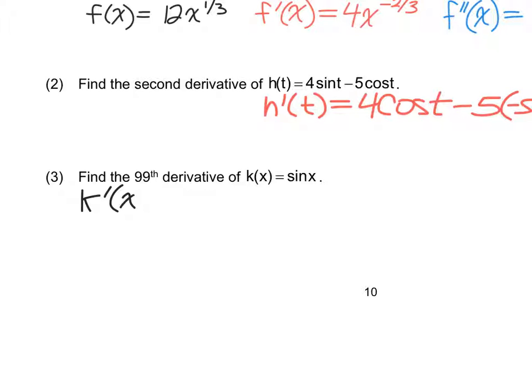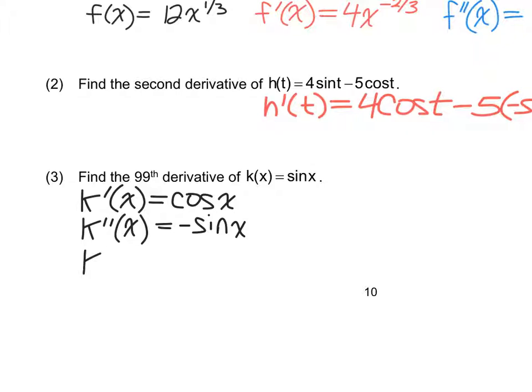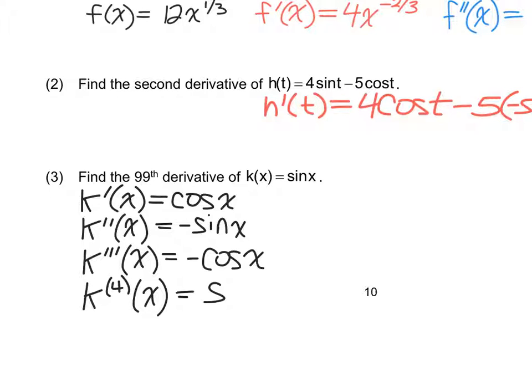K prime of x would be what? Cosine of x. The second derivative? Negative sine x. Third derivative? Negative cosine of x. And the fourth derivative? Sine x. That's actually where we can stop, because at this point we've completed one full cycle.